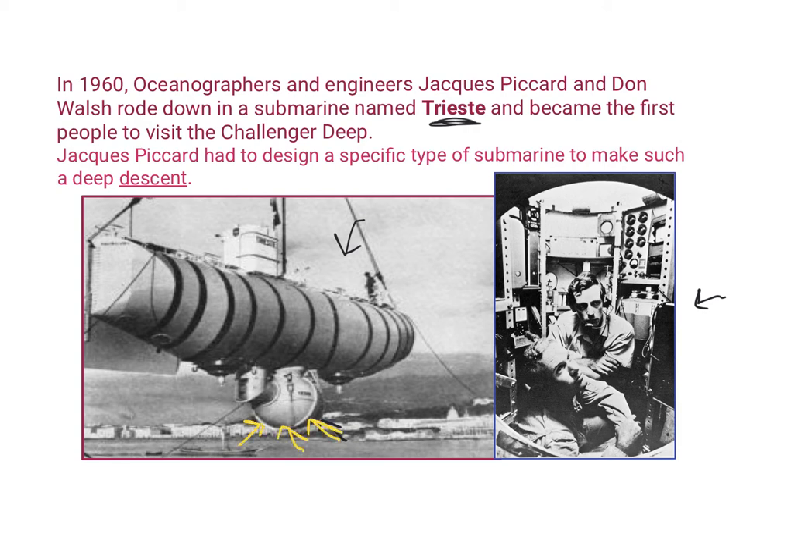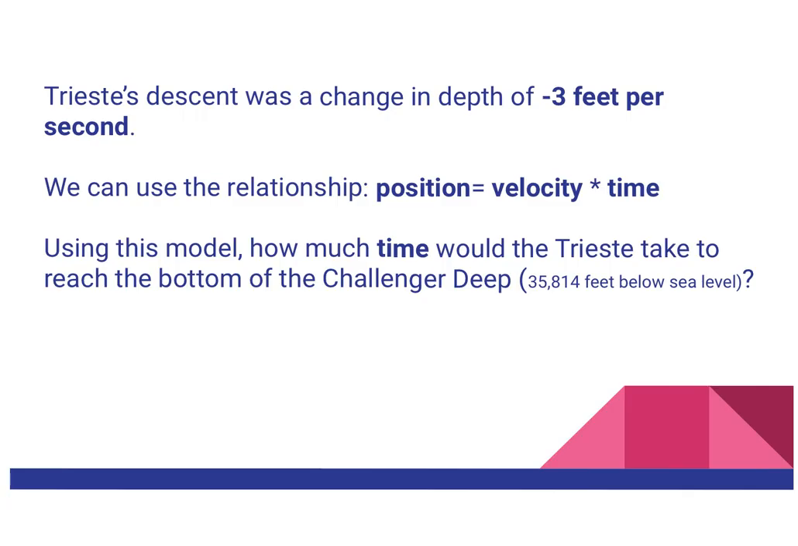So they would be in there, and the rest of this is all something that just helped keep this machine sinking into the ocean and upright so that they didn't flop upside down. Okay, so for the actual problem, Triste, again, that is the name of the ship. Triste's descent, so we're going down, was a change in depth of -3 feet per second.